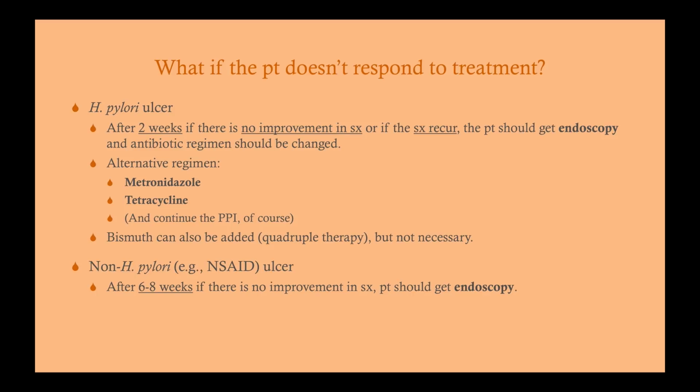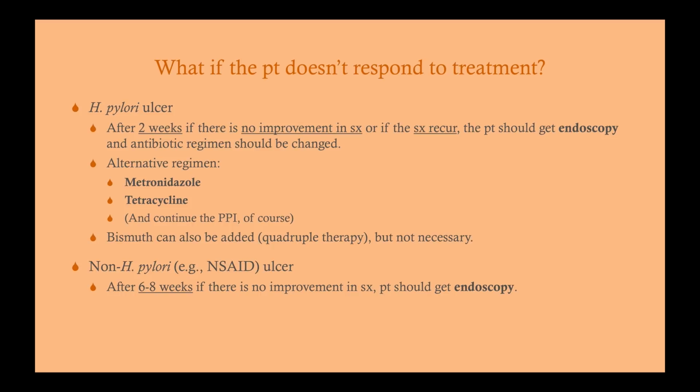So you're going to go in with an endoscopy, get a biopsy, and then see if it's actually H. pylori, and if it is, you'll want to change their antibiotic regimen. So you can do an alternative regimen. This includes metronidazole with tetracycline, and then also your proton pump inhibitor, which doesn't need to change. You can also add bismuth. That would constitute a quadruple therapy because you're using 4 drugs, but that's not necessary.